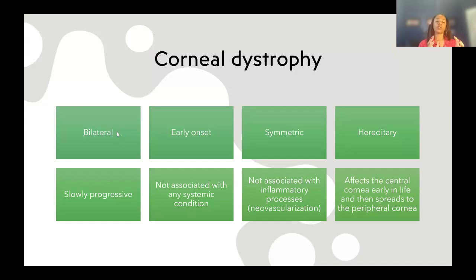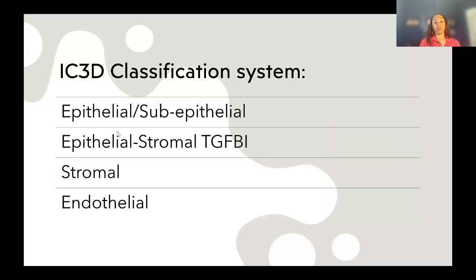So what are corneal dystrophies just in general? They are typically bilateral. They typically onset very early in life. They're very symmetric. They're almost always hereditary. They're slowly progressive. They're not associated with any systemic condition, no inflammatory processes like neovascularization, and they typically affect the central cornea early in life and then progress out to the peripheral cornea later. We all learned about corneal dystrophies in school, and they were probably classified a little bit differently. This is a fairly new classification system. The way I learned the classification system was basically epithelial, stromal, endothelial, and then somewhere in between.